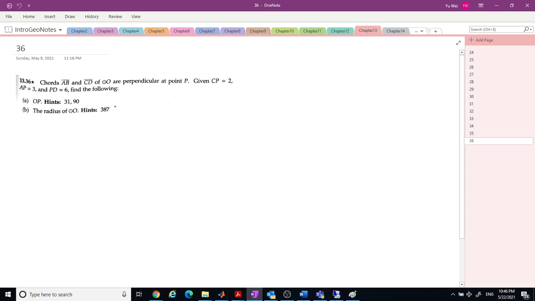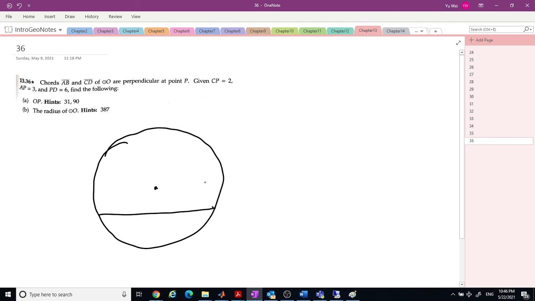Okay, so chords AB and CD are perpendicular at point P. So we have a circle with center O. Chords AB and CD are perpendicular at P. So we are given CP is 2, AP is 3, PD is 6. Okay, we want to find the following. First is OP.